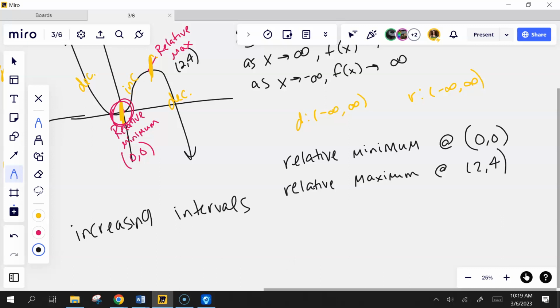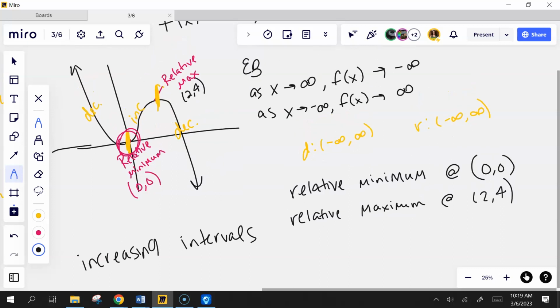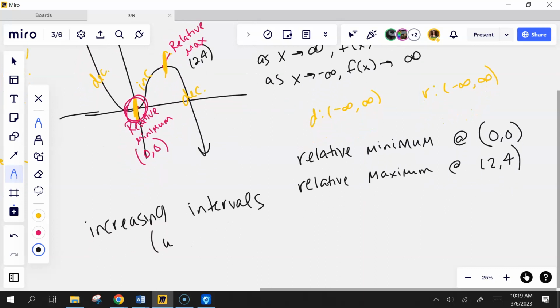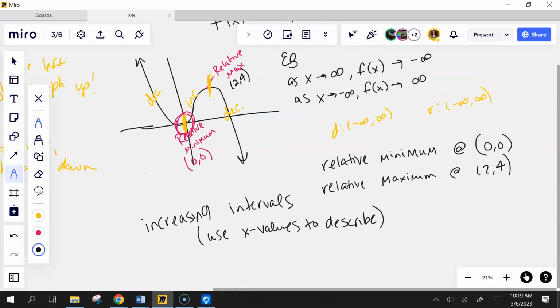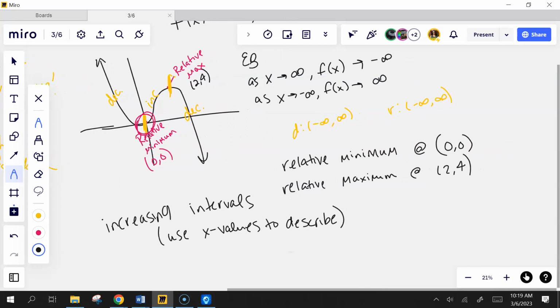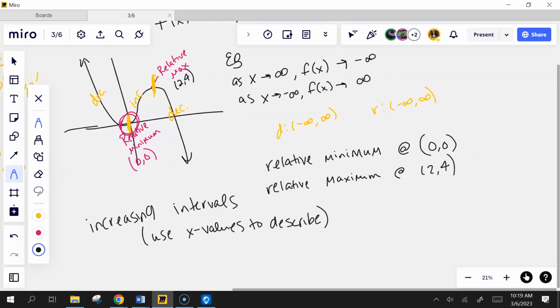All right, increasing intervals. Where is the point where my function is increasing? And here's what I'm going to tell you. We use the x values to describe. Increasing intervals. You said from the minimum to the maximum. So describe that using the x values from what to what? From 0 to 2. Those are my increasing intervals. That's not bad, right? If you've labeled it and you see it, it's not bad.